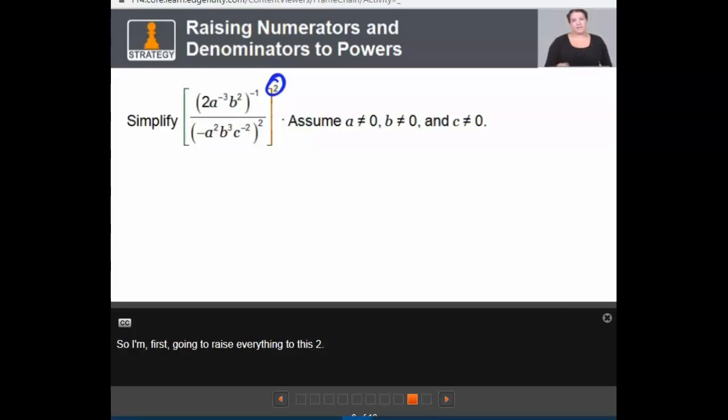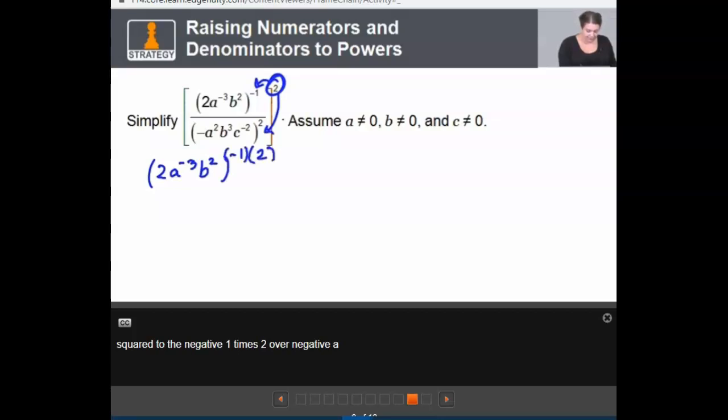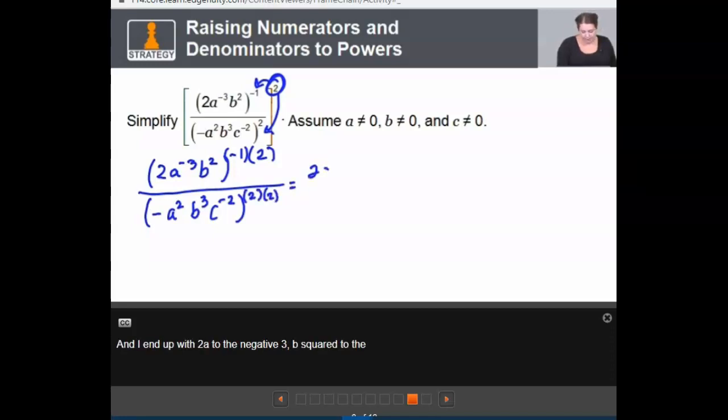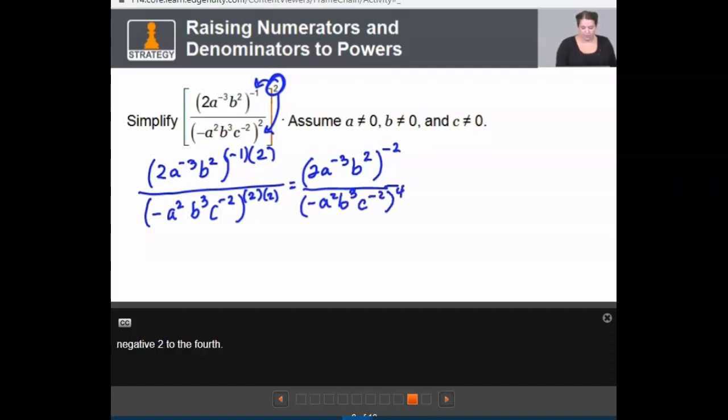So I'm first going to raise everything to this 2, right? I'm going to raise this expression, this monomial and this monomial to a 2. So that means I'm going to write 2a to the negative 3 b squared to the negative 1 times 2, right? Over negative a squared b cubed c to the negative 2 times 2. And I end up with 2a to the negative 3 b squared to the negative 2. And then negative a squared b cubed c negative 2 to the 4th.